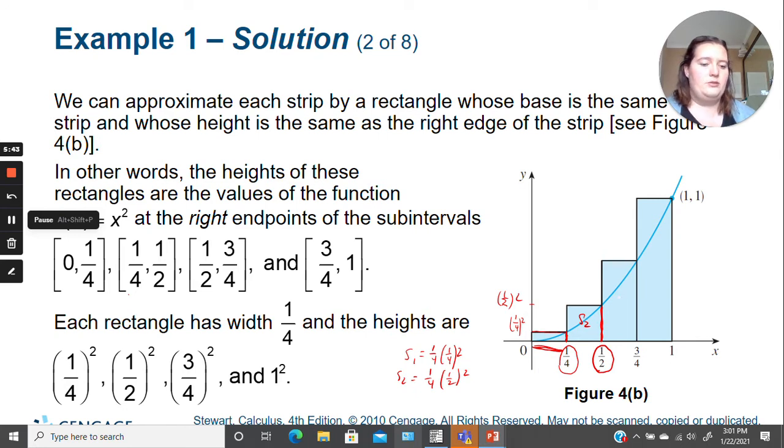And I could keep doing this, right? For S3, I'm looking at the endpoint that's on the right, so that would be 3/4, and the 3/4 gives me the height of the rectangle by plugging it into the function. So the function was x squared, so 3/4 squared. And then lastly, for this last rectangle, the height is 1, 1 squared is 1, so the total area here is 1/4 times 1 squared, so 1/4.